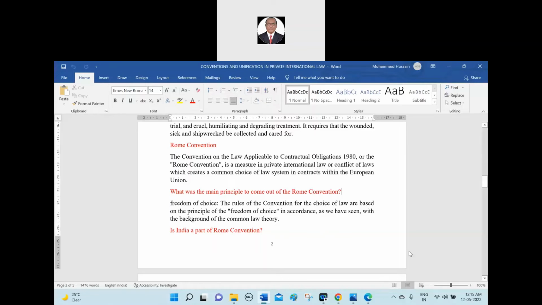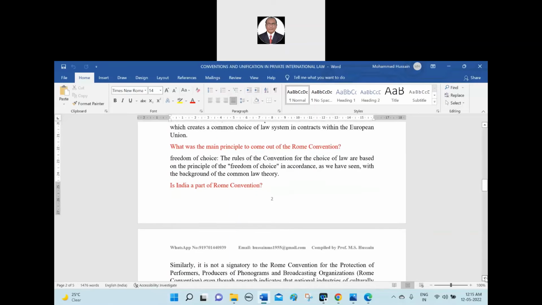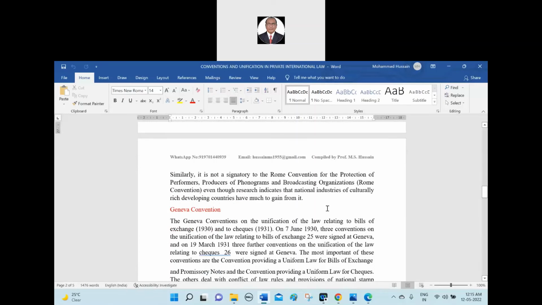Is India a part of the Rome Convention? Why India, even Tanzania, similarly, is not a signatory to the Rome Convention. India is not a signatory to the Rome Convention, for the protection of performers, producers of phonograms and broadcasting organizations, even though research indicates that national industry is carefully rich, developing countries have much to gain from it. So India is not a member of the Rome Convention. I don't know about Tanzania; you can check it. When India is not a member of the Rome Convention, perhaps even Tanzania will not be a member. Subject to correction, you can make it out.